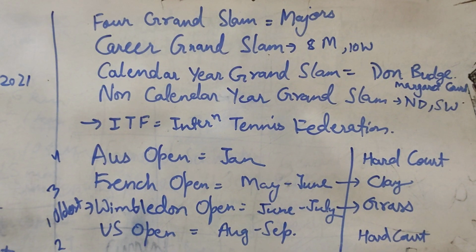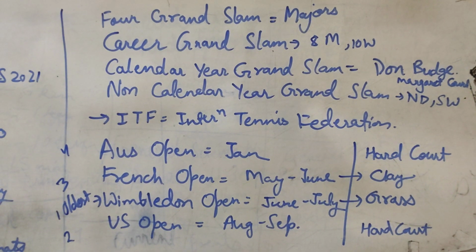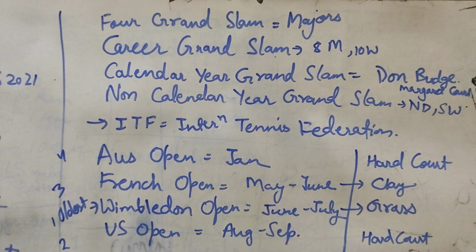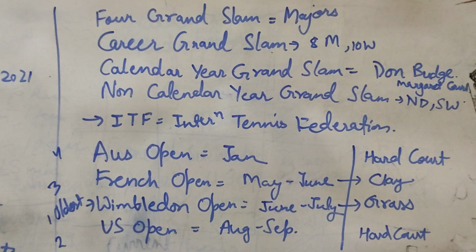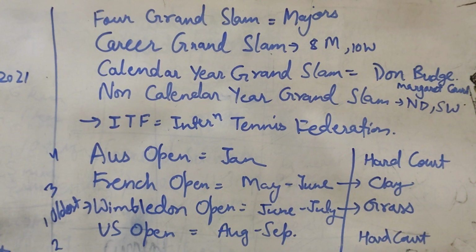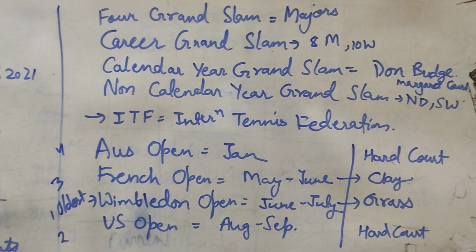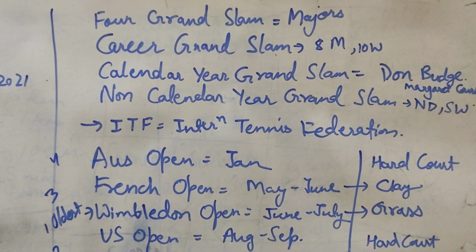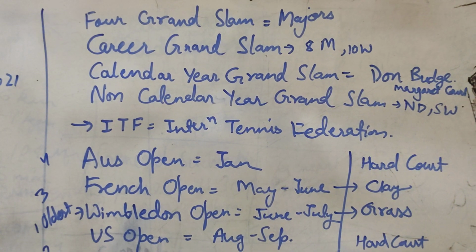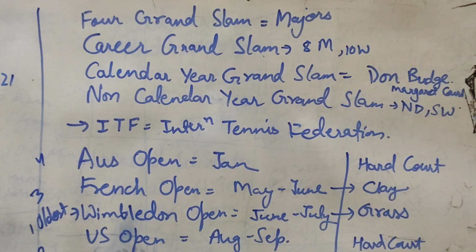Now coming on to the tennis, actually there are in total 4 types of Grand Slam, which is a competition that happens and is called the majors, the other name for Grand Slam. And there are 3 types of Grand Slam. You can see career Grand Slam, calendar year Grand Slam, non-calendar year Grand Slam.